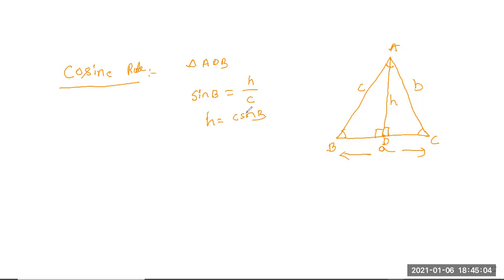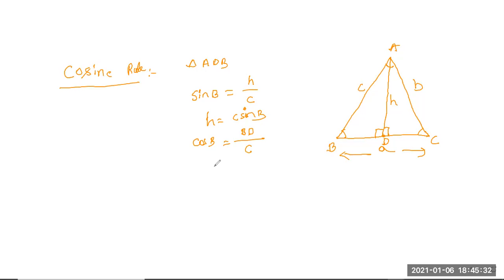Now, what is cos B? Cos B is BD by C. That is not half of A, it is BD. We don't know it is half or anything, but it is BD by C.